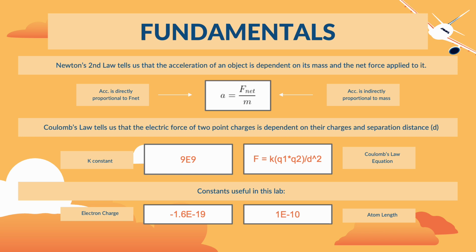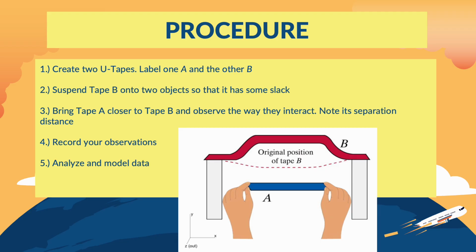And then the charge of an electron is negative 1.6 times 10 to the negative 19th, and the length of an atom is 1 times 10 to the negative 10th. Okay, so here's the procedure of this experiment.